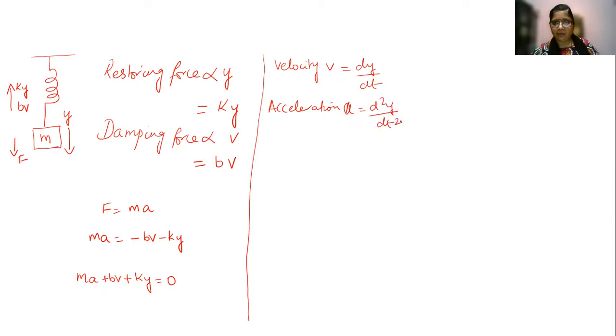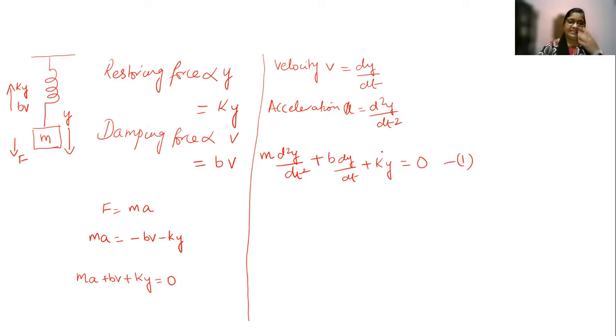Now let us incorporate this and this in this equation. So our equation gets modified as m d square y by dt square, plus b, what is velocity, dy by dt, plus ky is equal to 0. I will call it equation 1. So we have got a second order differential equation for mechanical oscillations, right?